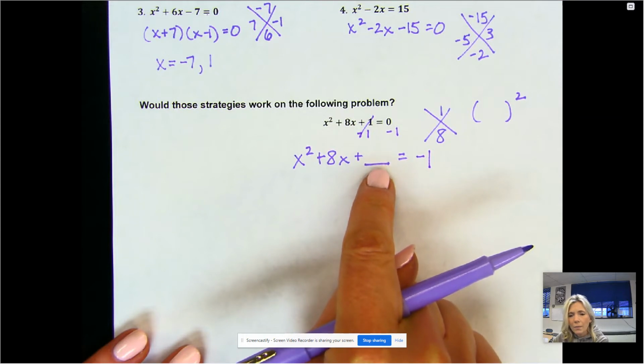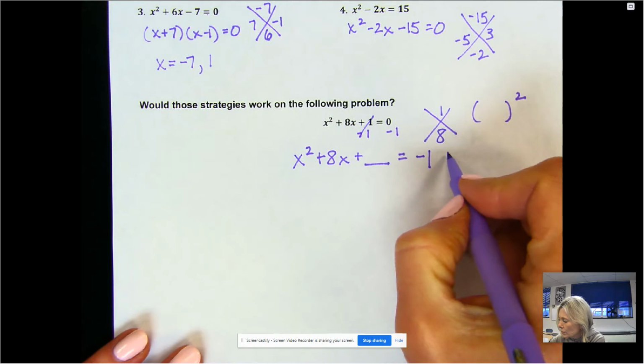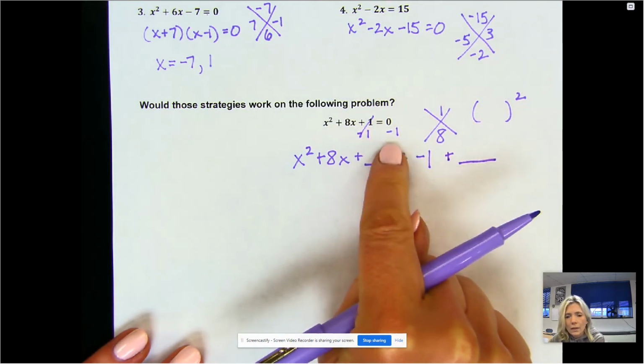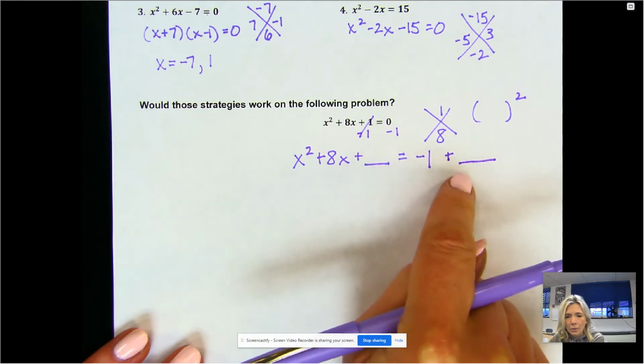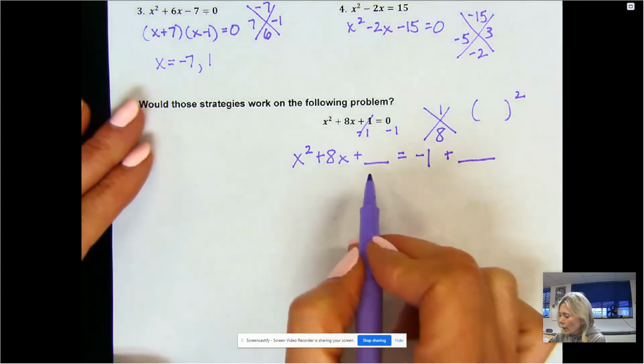But if I'm going to add something to the left side of the equation, I have to also add it to the right side of the equation. Just like I subtracted the 1 from both sides, if I'm going to add something, I have to add it to both sides. Otherwise, the equation is no longer equivalent. So here's how you figure out what goes there.